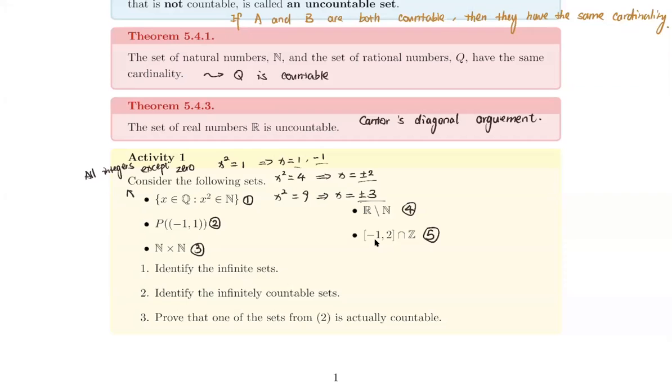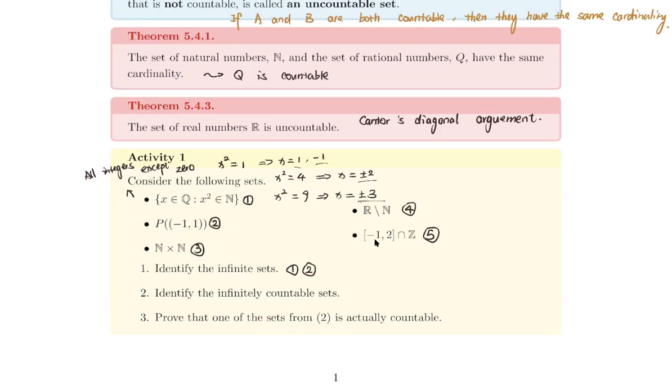Why is it not infinite? It is an infinite set, okay? So we have 1. Number 2, it's a power set of the interval negative 1, 1, which includes all the numbers between negative 1 and 1. So this itself is infinite already. So the power set of this, the cardinality is going to be even bigger than the cardinality of this. So number 2 is infinite as well.